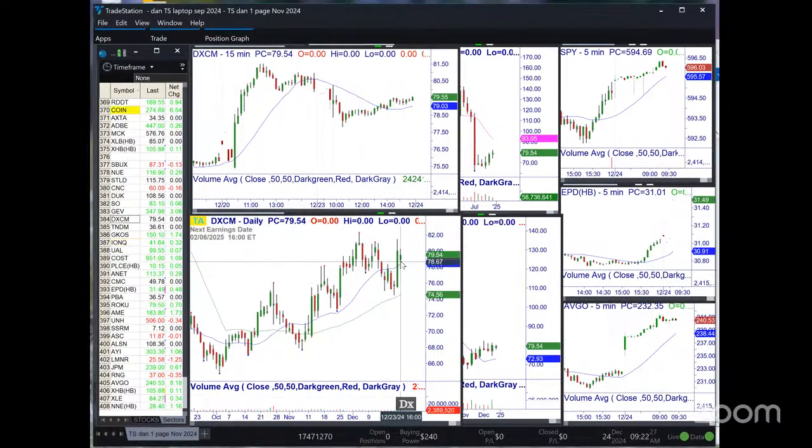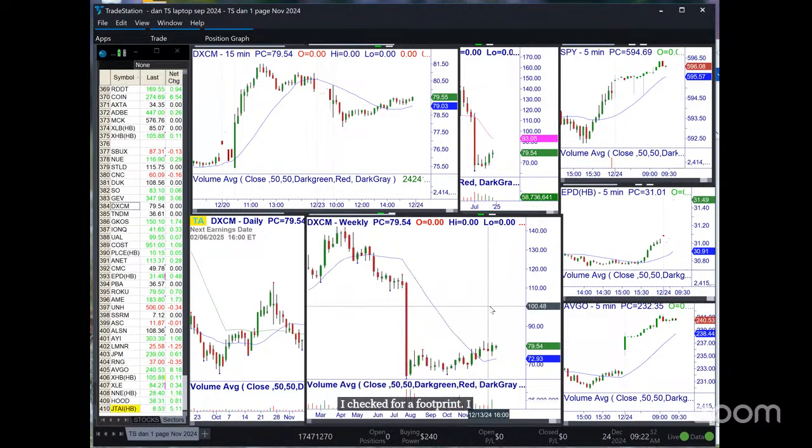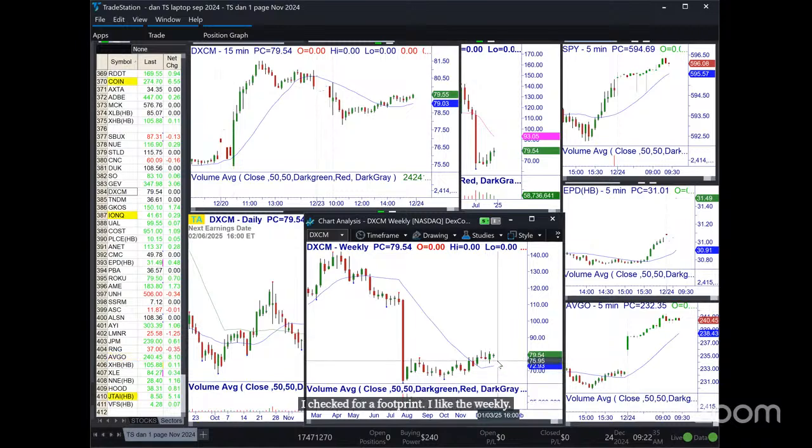DXCM, inside bar 123. I checked for a put spread. I like the weekly. Last week was a continuation bar that took out the lows and snapped back, closing green.